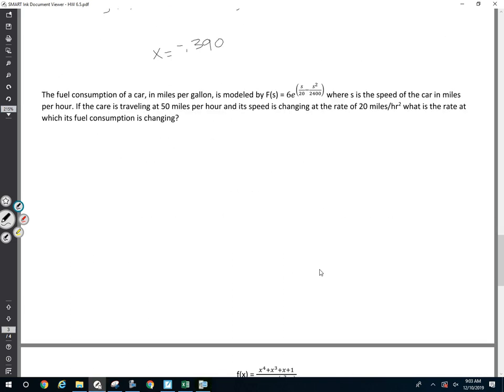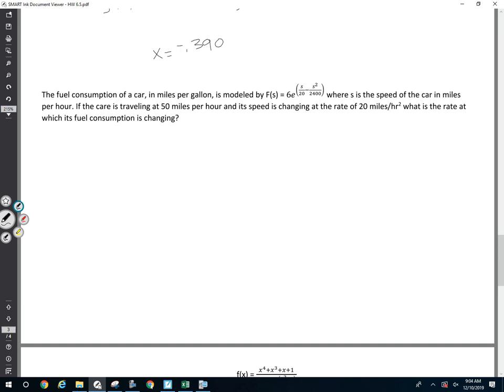Next question. Fuel consumption is modeled by F of S, where S is the speed of the car. So depending on how fast you go, this is how much fuel you burn. If the car is traveling at 50 miles per hour and the speed is changing at a rate of 20 miles per hour squared, what is the rate at which fuel consumption is changing?